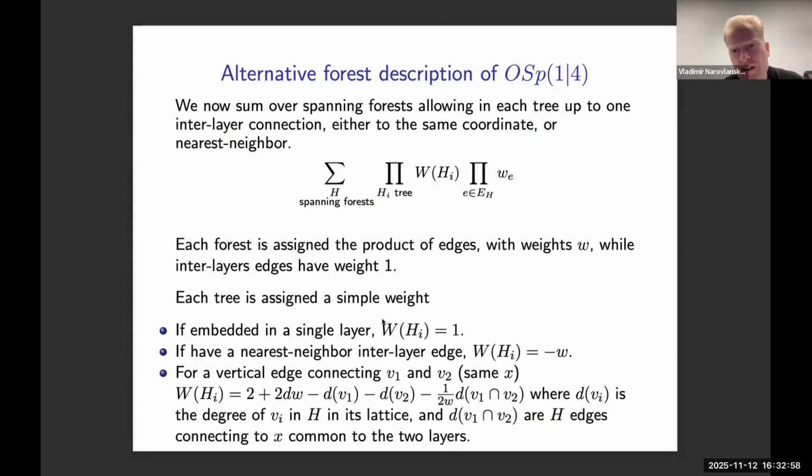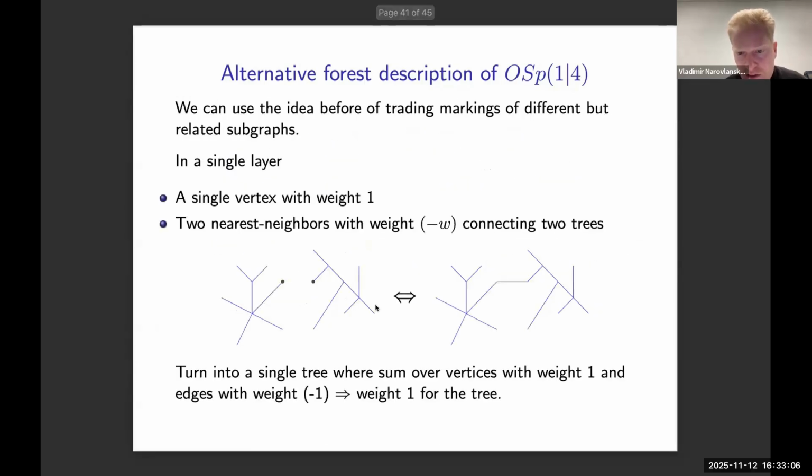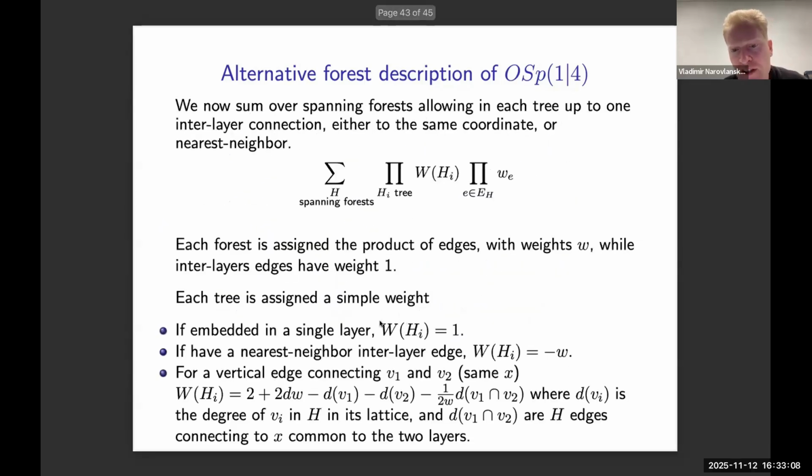And now the weight that you're assigning is immediate. You don't need to go over all the markings. For a tree, as I showed in the previous slide, for every tree that is embedded in the same layer, the weight of the tree is just 1. If there is one edge that goes to the other layer, but in the same coordinate, it's just minus W. And if it goes to the nearest neighbor one, it's just some very simple formula, which just depends on the degree of the vertices.